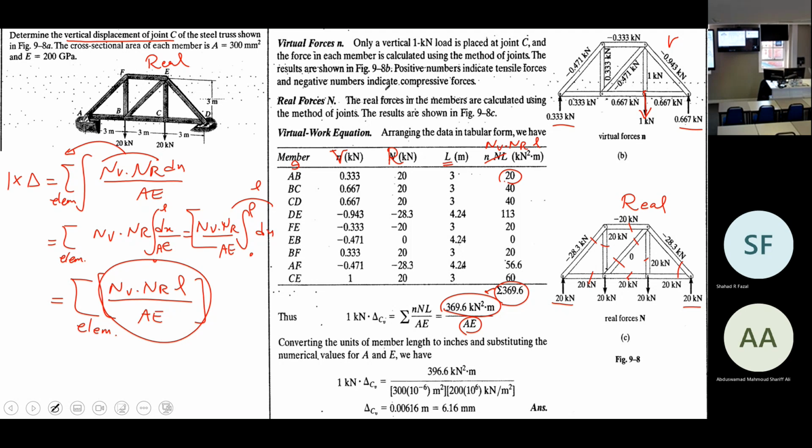You're really trying to solve this, and you can calculate this in your table and make a summation. It really depends on you. And this is the left-hand side, the virtual work. You come up with delta C equal to 6.16 millimeter. Take a deep look and see if there is any part that you don't get clearly. If you have any doubts, just tell me.